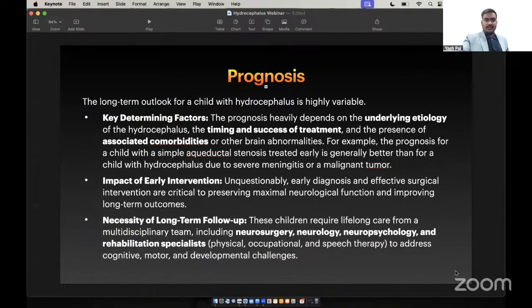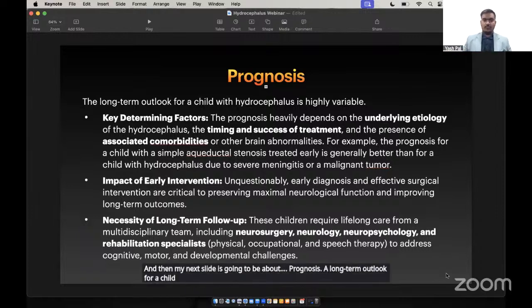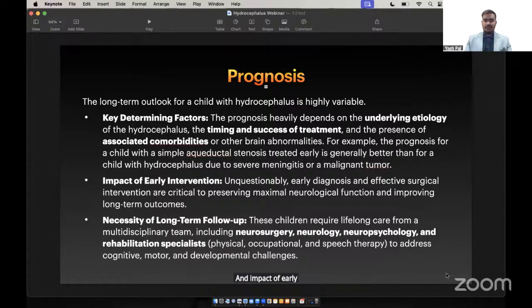And then my next slide is going to be about prognosis. For the long-term outlook for a child, we have to make sure that the underlying etiology of the hydrocephalus is what it heavily depends on. And the impact of early intervention is that surgical intervention is unquestionably effective.